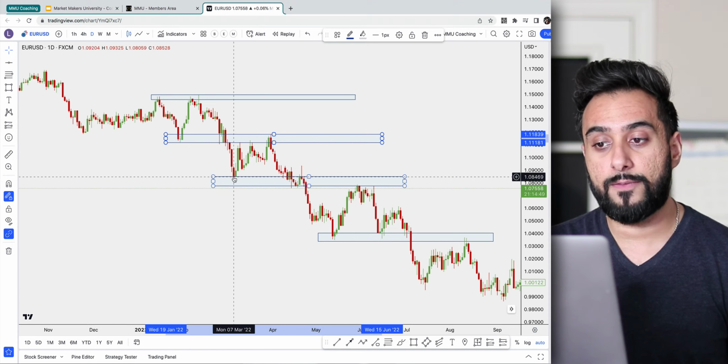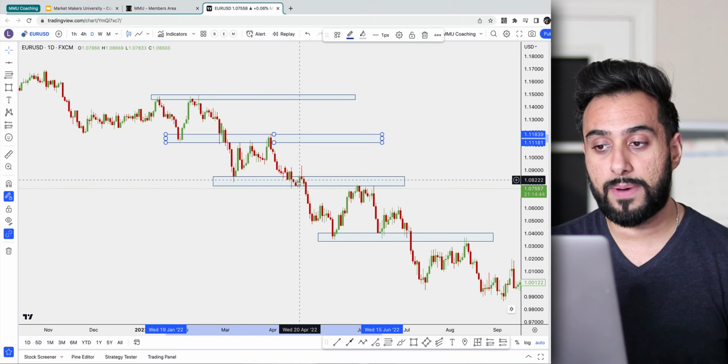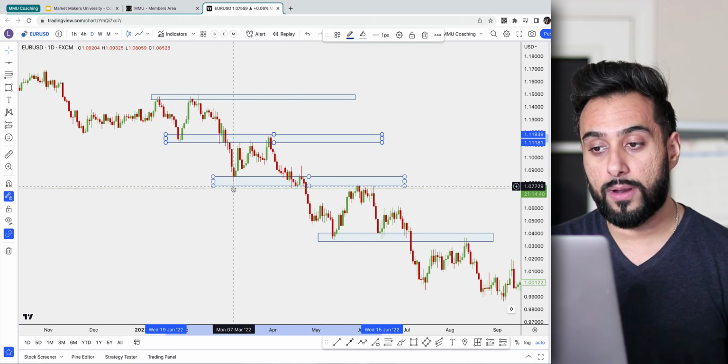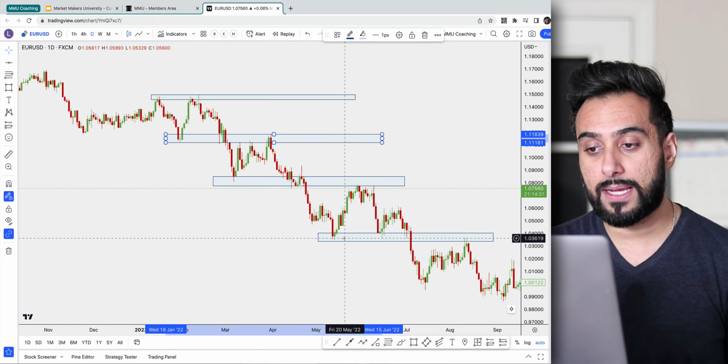Same thing here. I avoided this body. I inevitably had to capture some of these bodies here, but I made sure I extended it low enough to hit the tip of these wicks over here. Same exact concept over here.